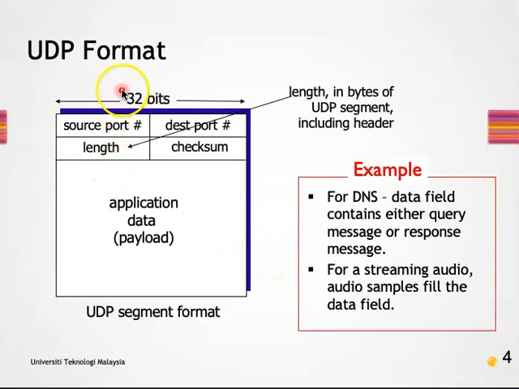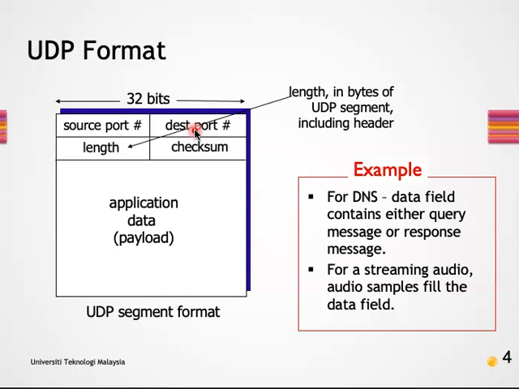The next slide shows the UDP format in terms of the UDP segment. We can see here the first field is the source port, which takes 16 bits, and then the next one is the destination port.